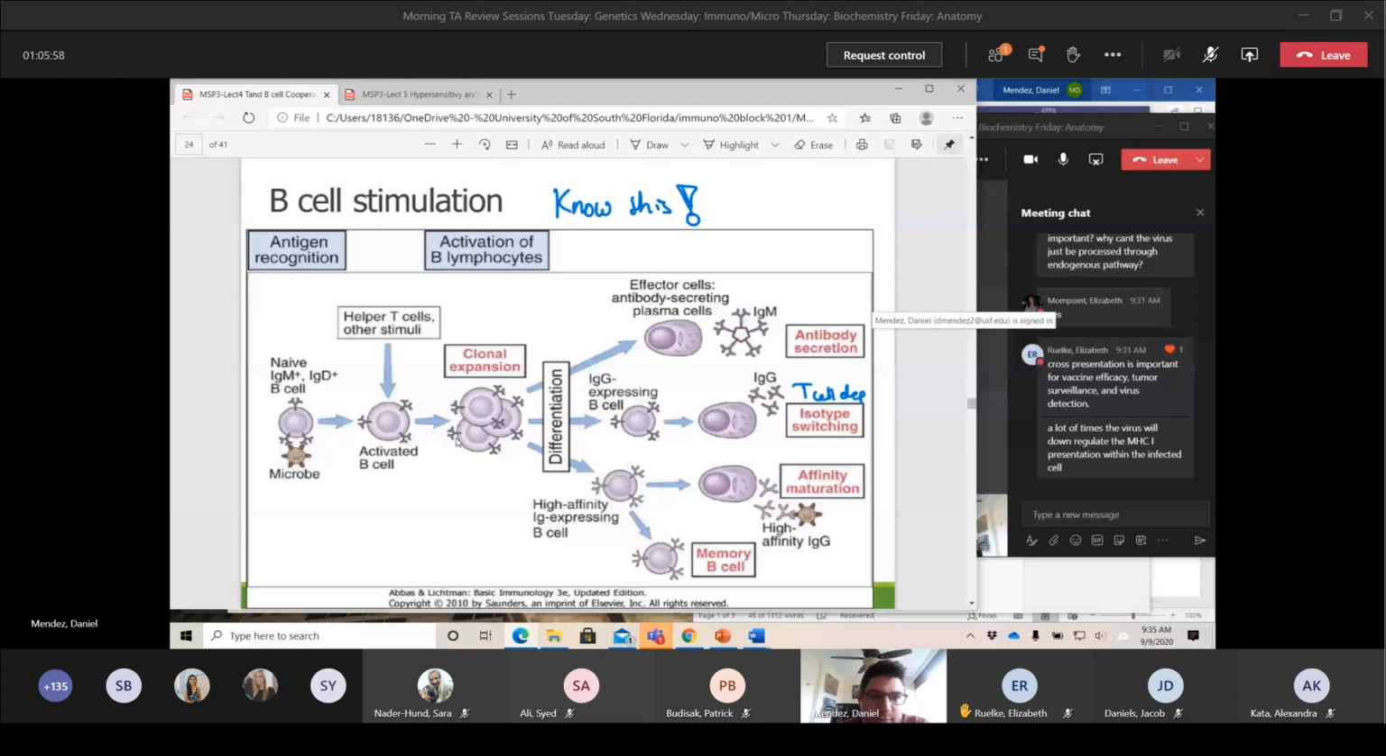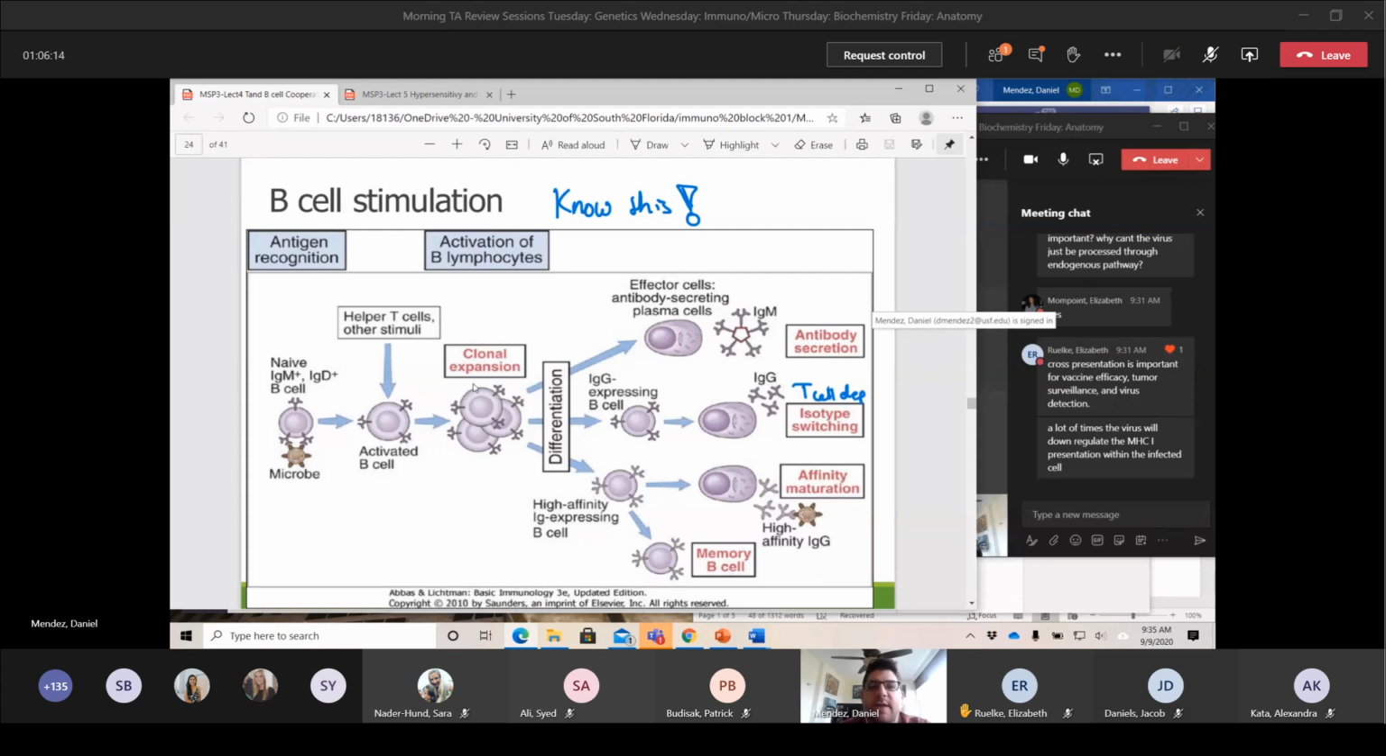If we go through this process, we have the microbe that interacts with it. This is the cell we want. So now it's an activated B cell. So it can actually do things, can help our T cells. It can create antibodies. It can attract macrophages.